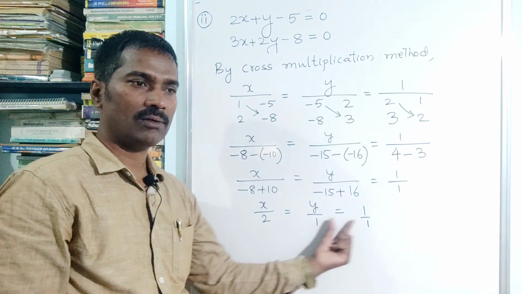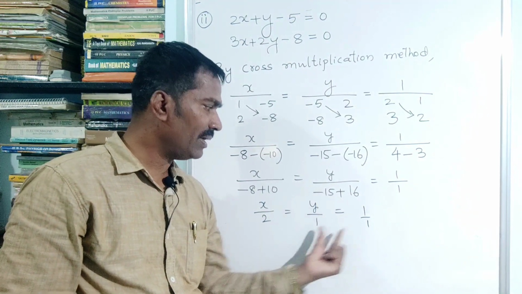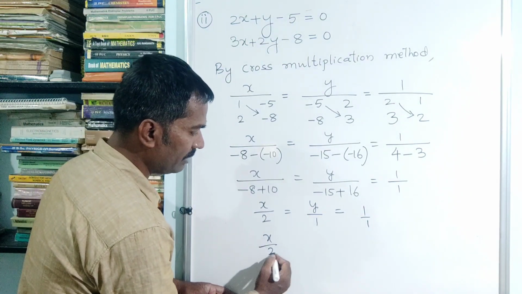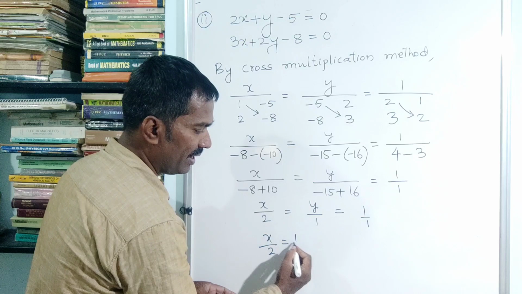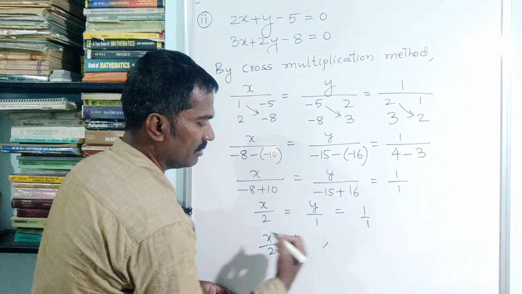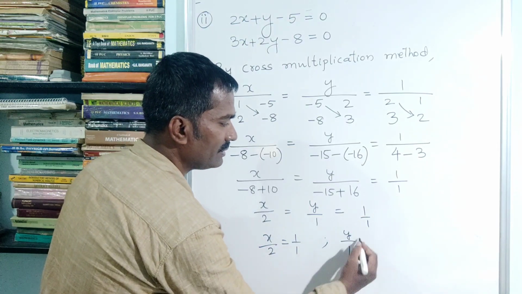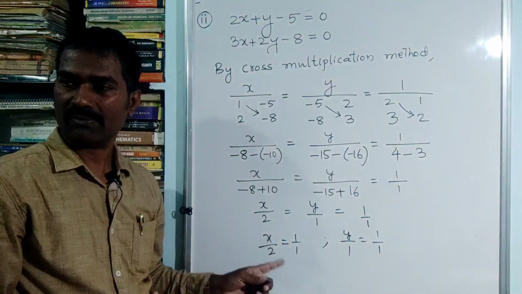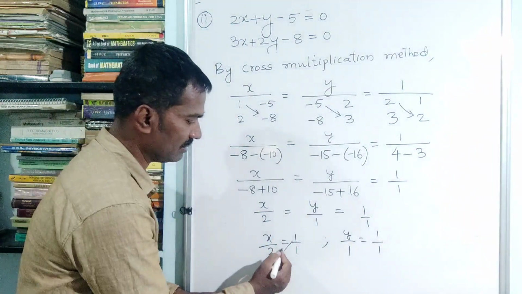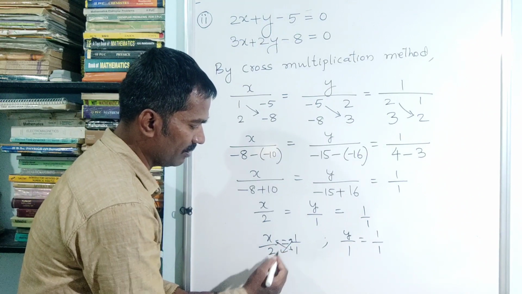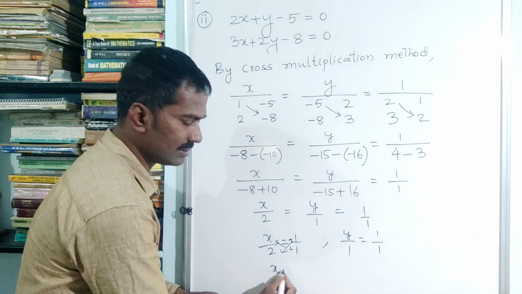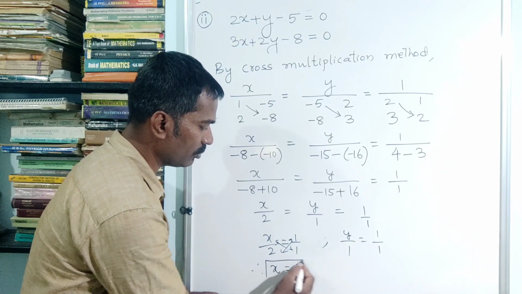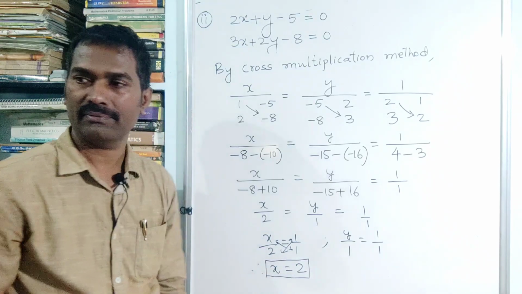x by 2 is equal to 1 by 1. y by 1 is equal to 1 by 1. See here, x by 2 is equal to 1 by 1. Next, y by 1 is equal to 1 by 1. By cross multiplying, we get x into 1, x is equal to 1 into 2, 2. Therefore, x is equal to 2. One of the values is x is equal to 2.